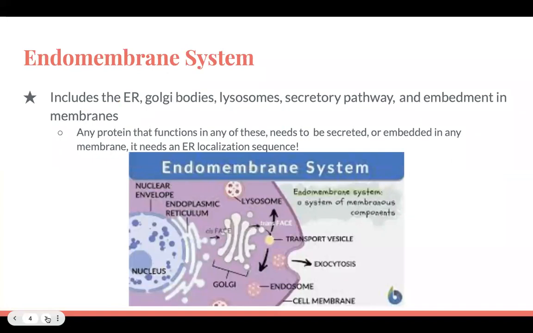So the endomembrane system, what is it? It includes the endoplasmic reticulum, the Golgi bodies, and lysosomes. It's part of the secretory pathway and helps when trying to get proteins embedded in the membrane. So any protein that functions in any of these, either the Golgi body, ER, or the lysosome, or needs to be secreted or embedded in any membrane, must have an ER localization sequence.